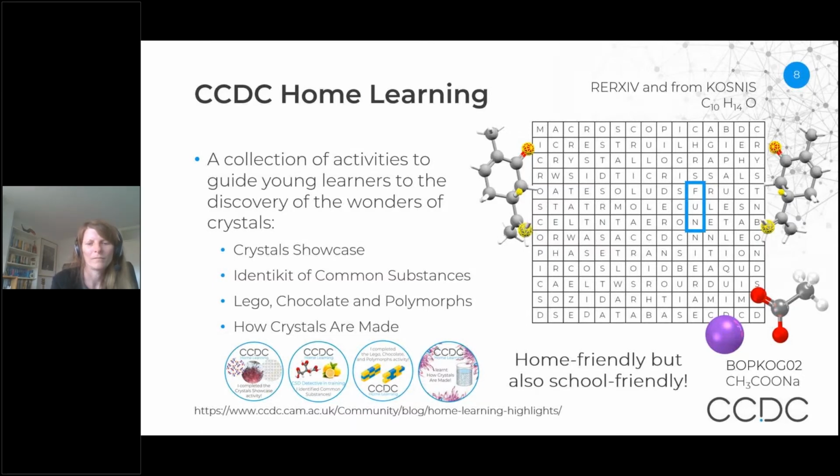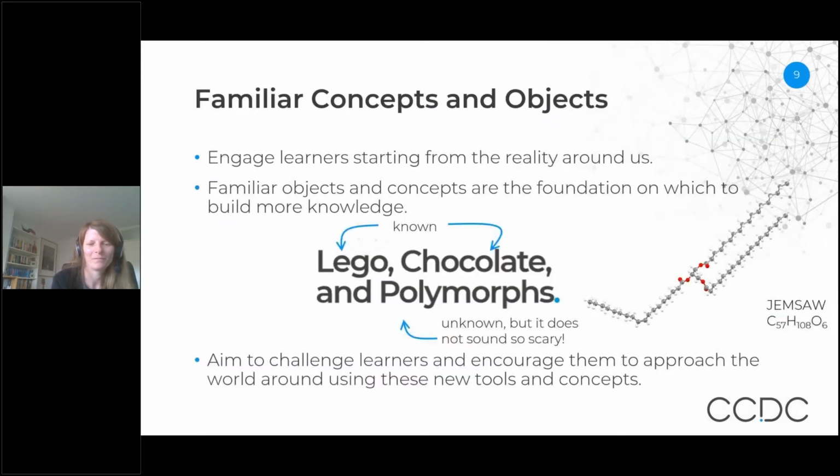The home learning activities cover a range of topics, from the states of matter, the beauty of crystals, finding substances that are at home but also in the CSD, and even polymorphism and crystallization. A common ingredient for all of the activities is the observation of the reality around us, so starting from familiar concepts and objects. This was very central for us, as it provides the examples that we could explain using new concepts, but also the fundamentals on which we could build more knowledge of crystals.